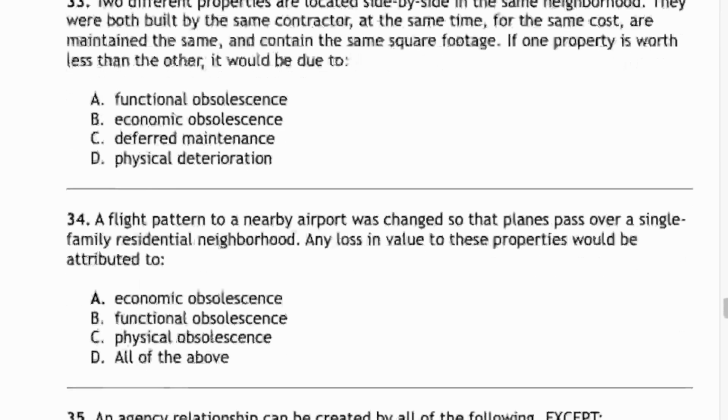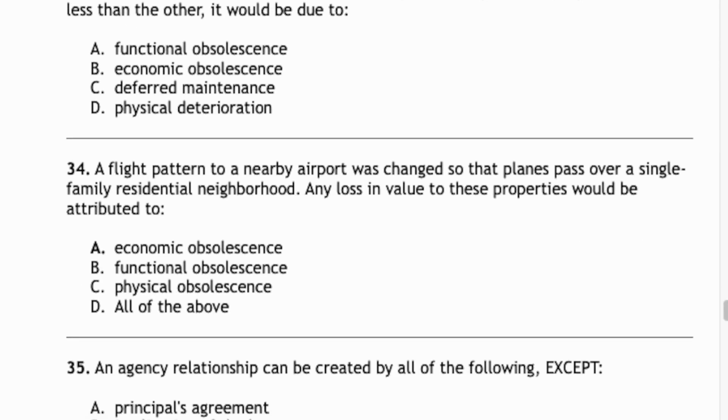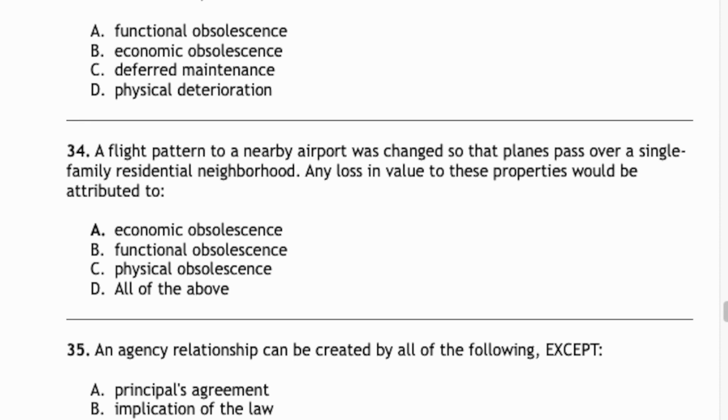Number 34. A flight pattern to a nearby airport was changed so that planes pass over a single-family residential neighborhood. Any loss in value to this property would be attributed to A, economic obsolescence, B, functional obsolescence, C, physical obsolescence, or D, all of the above? I appreciate this question so much because the answer is A.